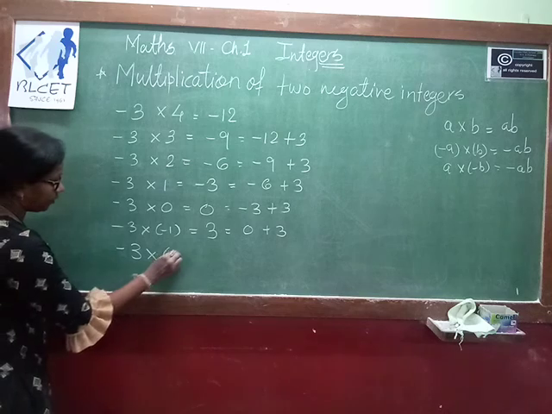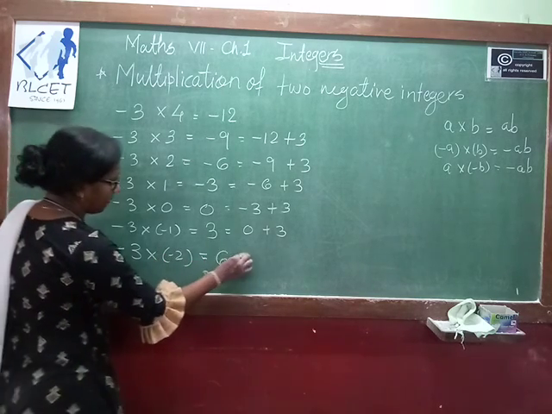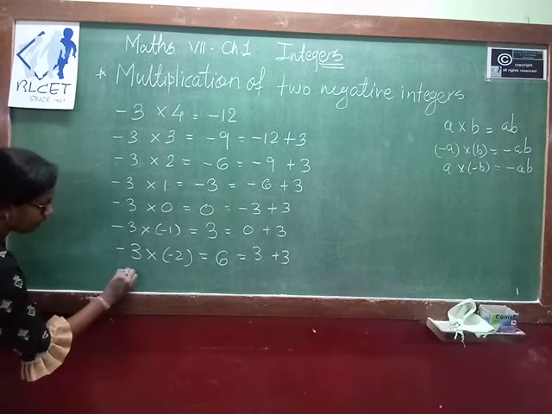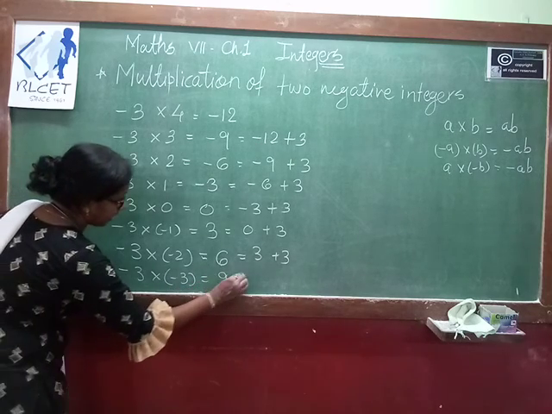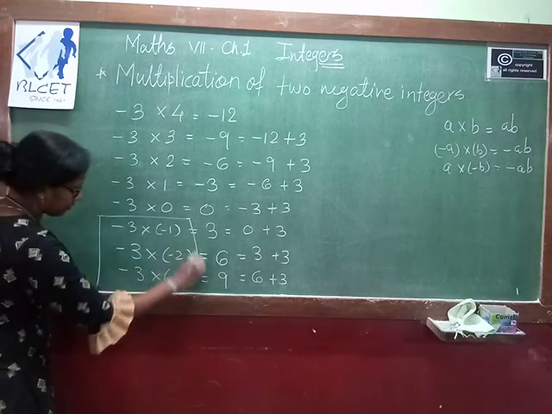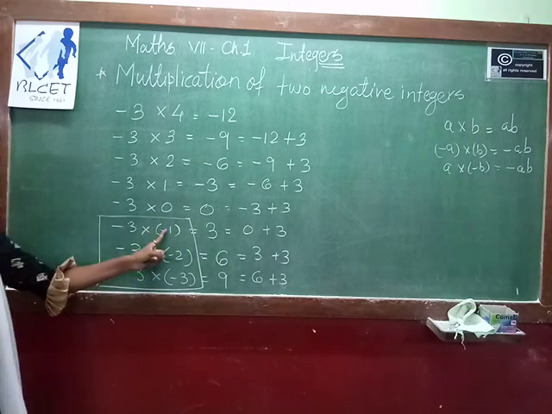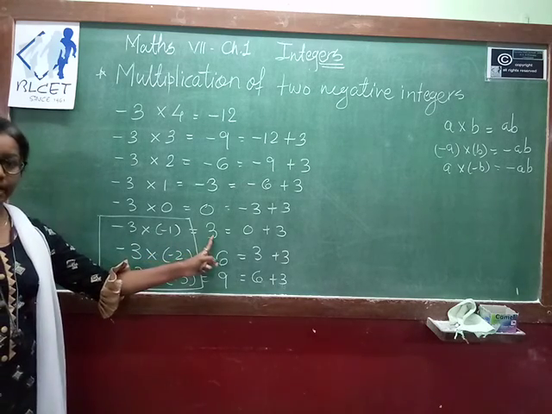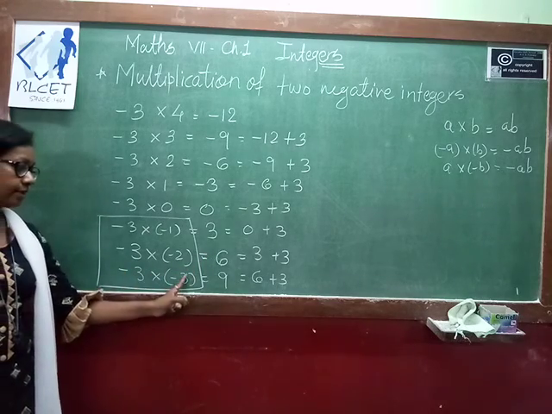Minus 3 into minus 2 is equal to, sorry, 6. How do you get 6? 3 plus 3, 6. Minus 3 into minus 3 is equal to 9. How? 6 plus 3. So what can we say from this? If both the integers are negative, what is your answer? Positive. Minus 3 into minus 1, 3 ones are 3. Minus 3 into minus 2, 3 twos are 6. Minus 3 into minus 3, 3 threes are 9.